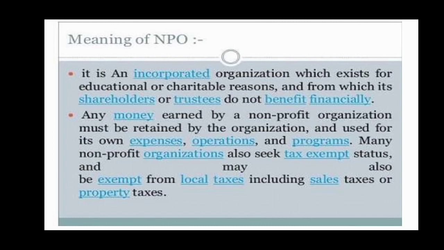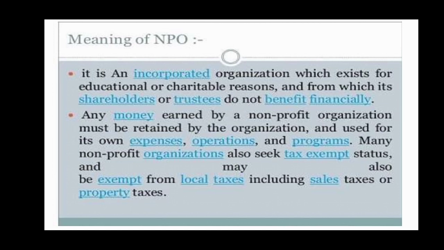First, what is a not for profit organization? A not for profit organization, also known as a non-profit organization, exists for the welfare of society. It is an incorporated organization which exists for educational or charitable reasons and from which its shareholders or trustees do not benefit financially. It means their members, shareholders, or any other person do not take the profit of the NPO.